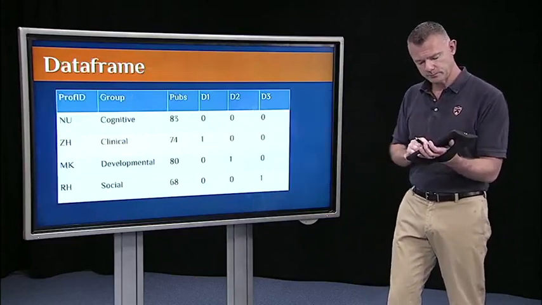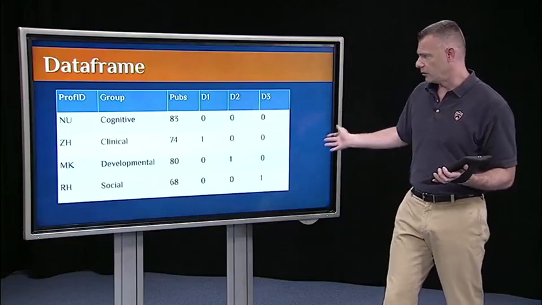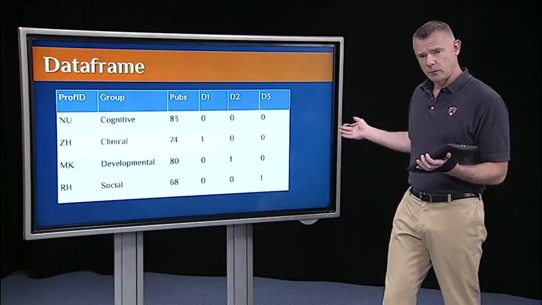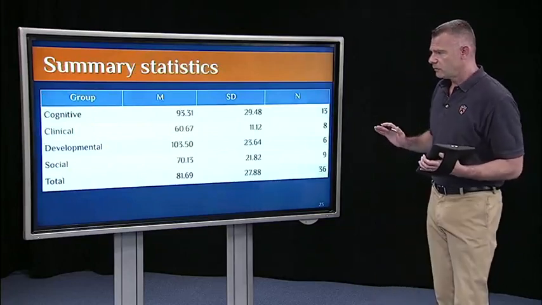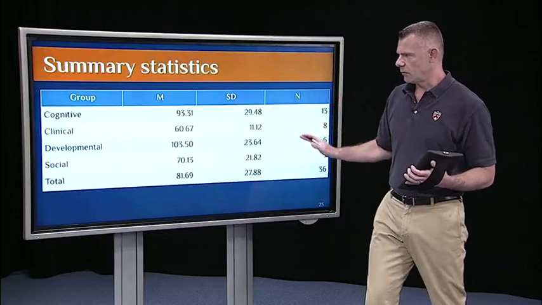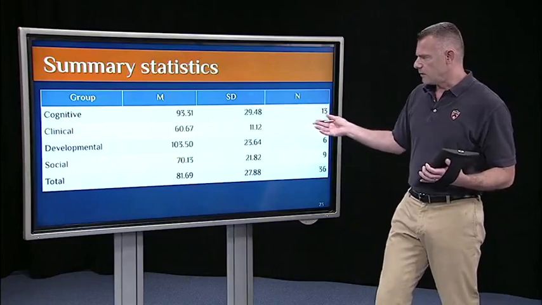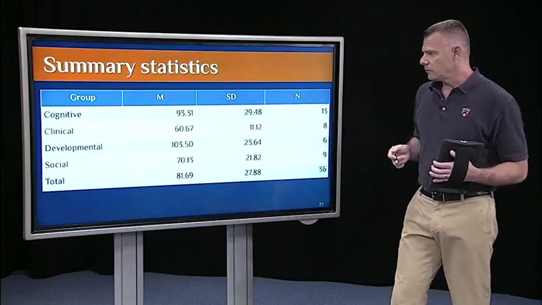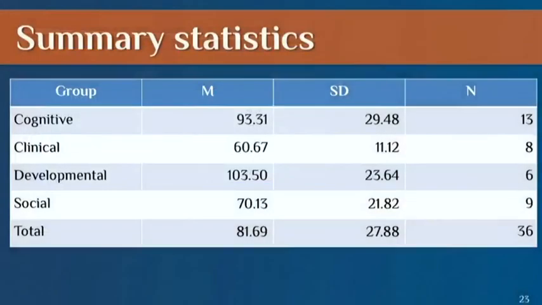So let's see how that works. I would just add those dummy codes to my data frame. So now I have a larger data frame. I have 3 more columns. So this is what it would look like in R. Then I could run the LM. Before I show you the output of that, I just want to show you the summary statistics so you know what to expect. So it looks like the cognitive group has a mean of about 93 publications. Clinical, less than that, about 60. Developmental, a little more, 103. Social, a little less, 70, and so on. There's the standard deviations. And also notice that there's a different number of professors in each group. That's going to be important in a moment.